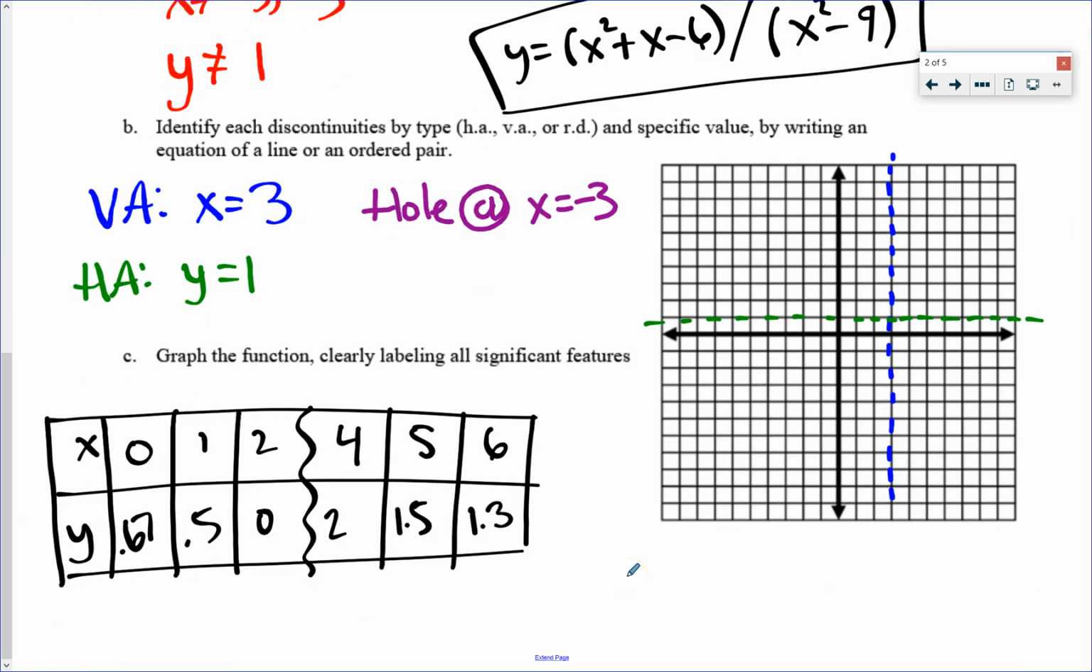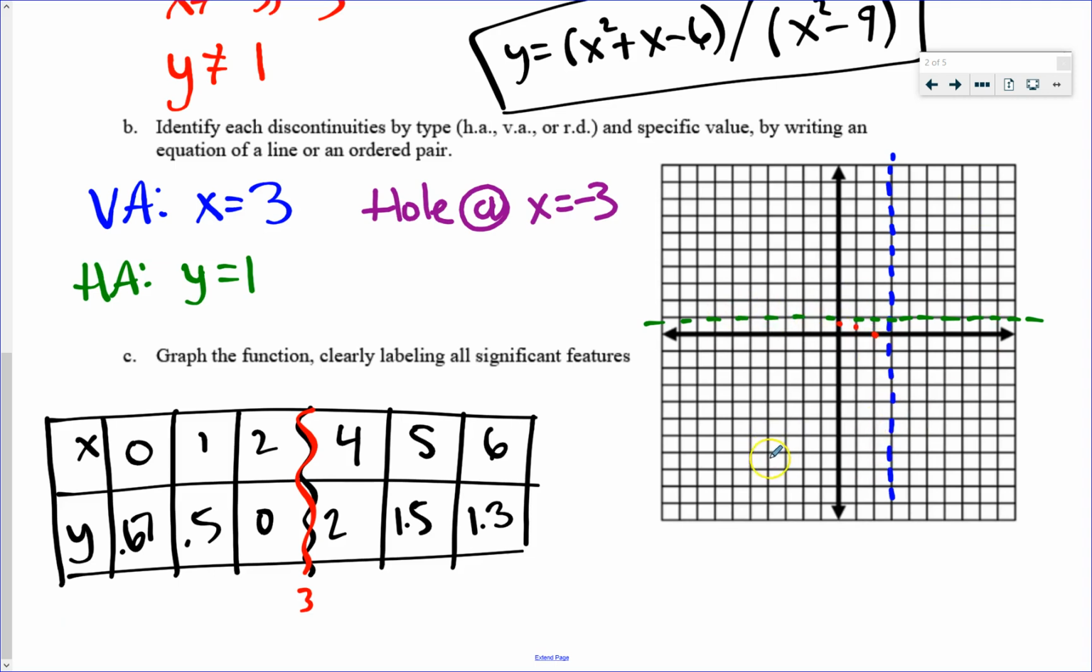All right, so my t-table on my calculator gave me these values. You could also plug in x values. Remember, this piece in the middle shows us our vertical asymptote of 3. We can't be equal to 3. So a little bit above, a little bit below. So here we go, 0 and about 0.67, 1 and 0.5, 2 and 0. So we know my first curve will be in this quadrant.